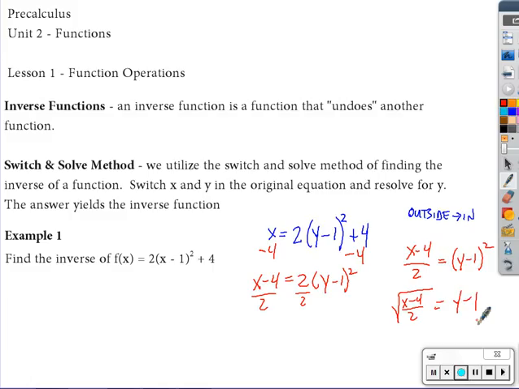And then finally, I would end up with my inverse function. I'm going to write it back over here. Inverse of f of x is going to equal square root of x minus 4 over 2, you can put that in parentheses if you want to, plus 1. And that would be my inverse function. So everything there should be the opposite of what's being done to the x in the original function and also in the opposite order.